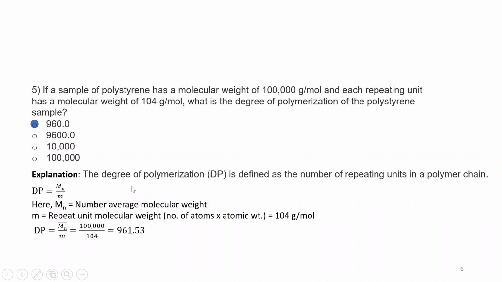So degree of polymerization is how many units are in a particular polymer chain. The higher the degree of polymerization, the more monomers there will be in a single chain.